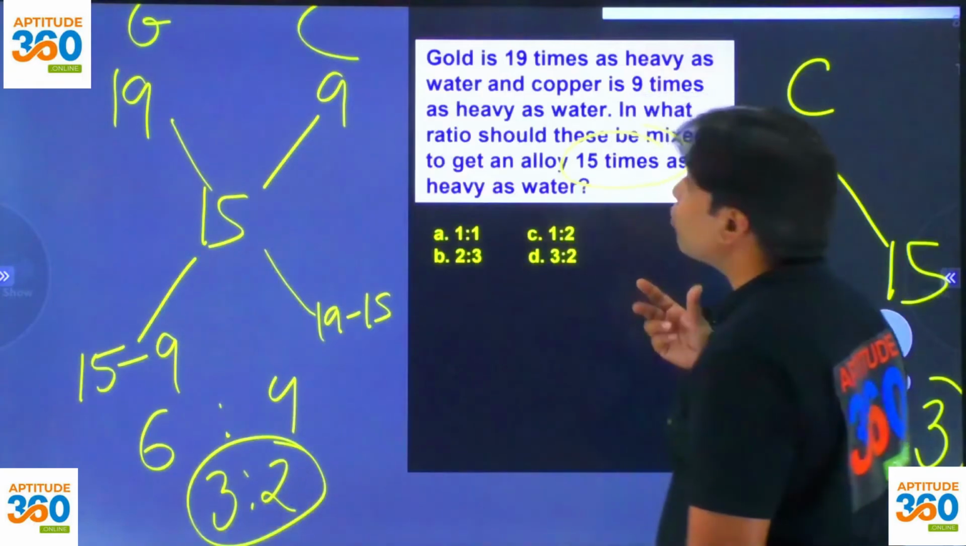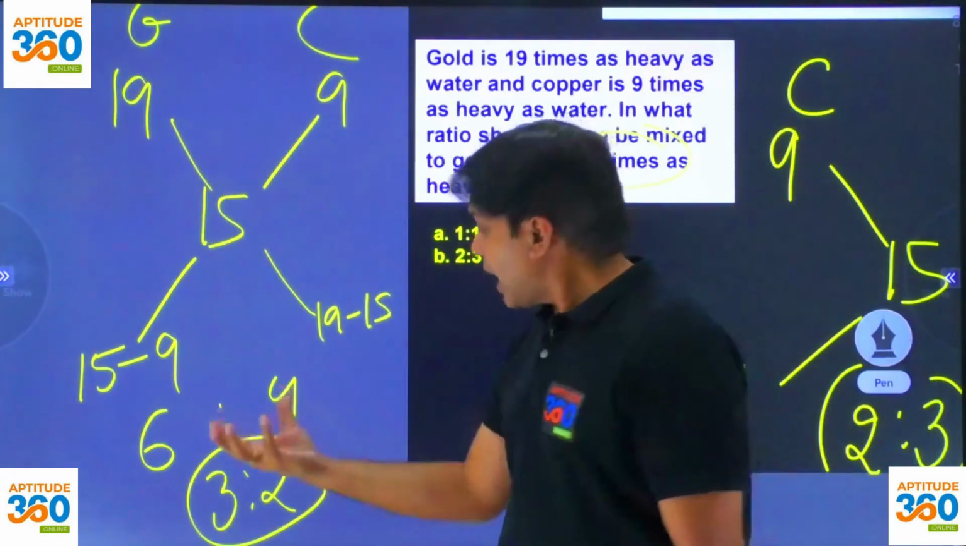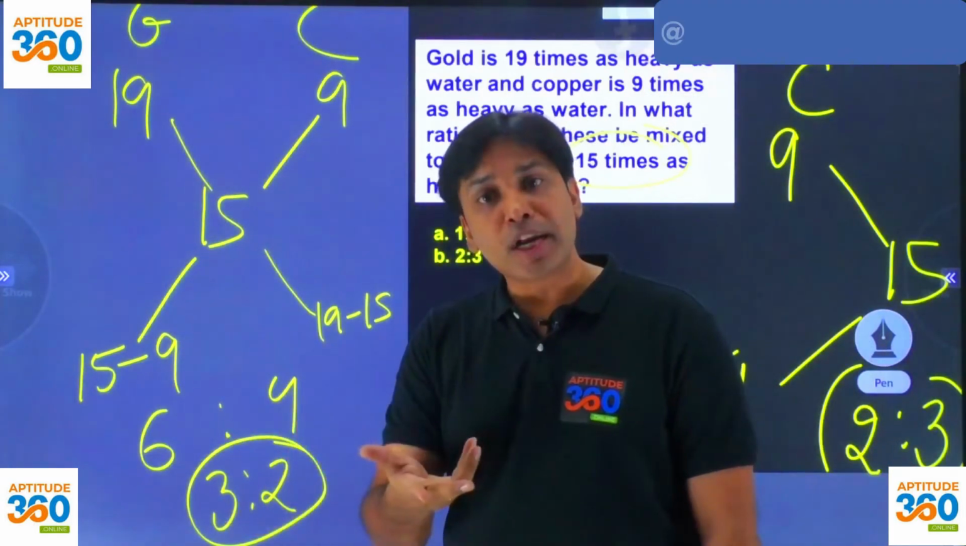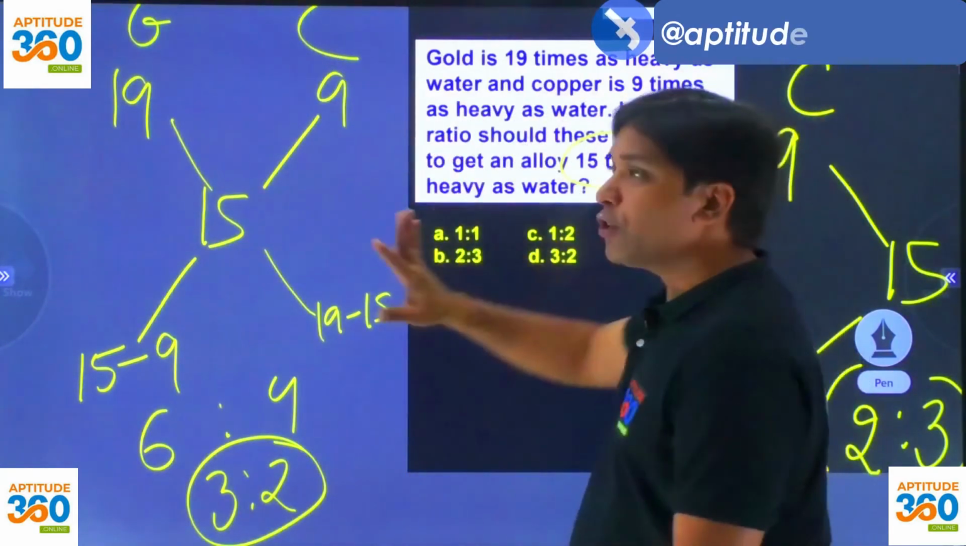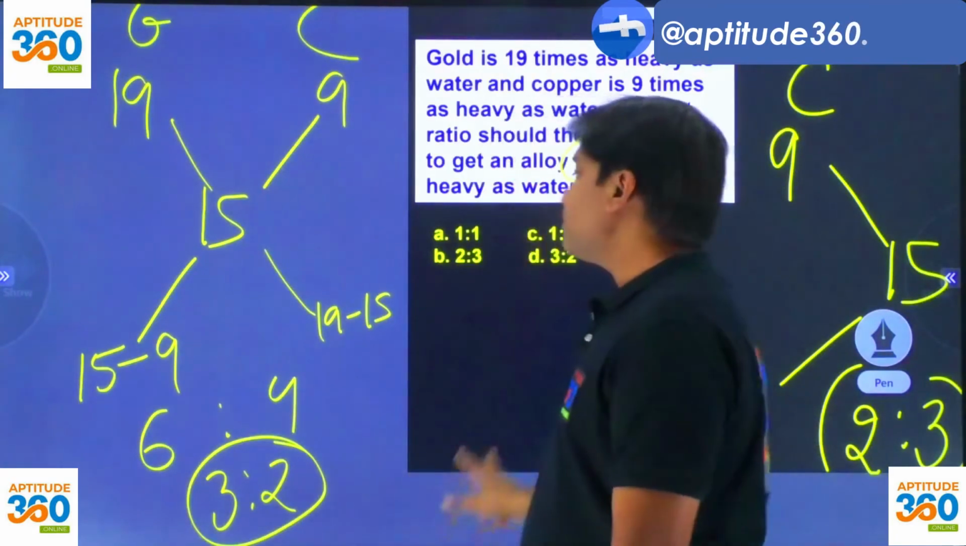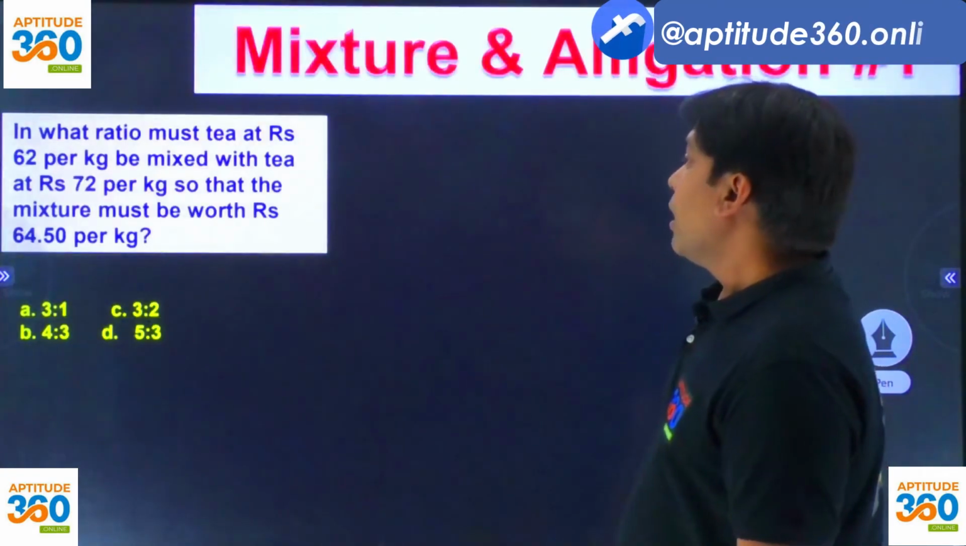Or you might say that in what ratio copper and gold should be mixed. Again, the answer was 2 is to 3 ratio. Both of them are the same thing, isn't it? So these two would get you the same thing. So never ever get confused by them. Let us try to solve this problem.